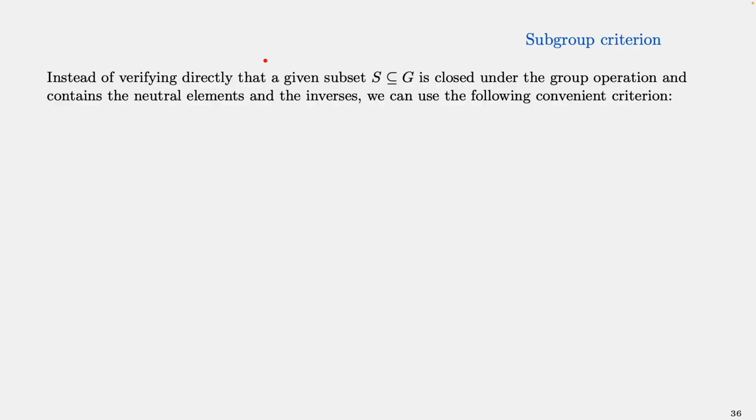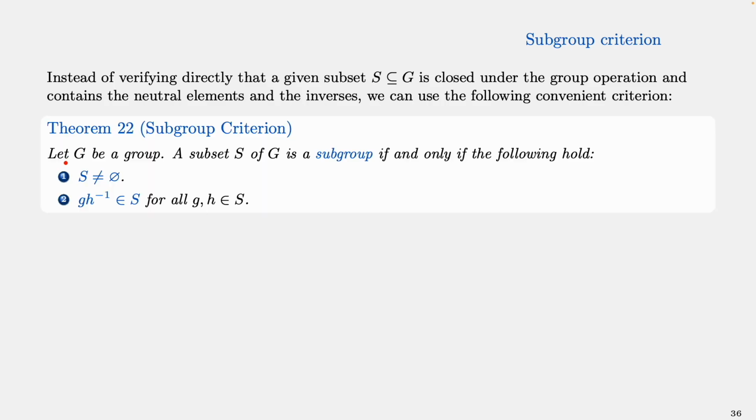And so you don't have to verify all the group properties every time you want to check that some given subset S in G is a subgroup. You can use a very convenient criterion to show that something is a subgroup. This goes as follows. Let G be a group, and we're given some subset S of G. And this is a subgroup of G if and only if the two following properties hold. Firstly, S is not empty. And second, for any two elements g, h in the subset S, the product g times h inverse is also contained in S. And if these two hold, then S is indeed a subgroup.